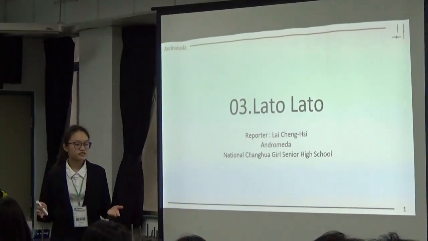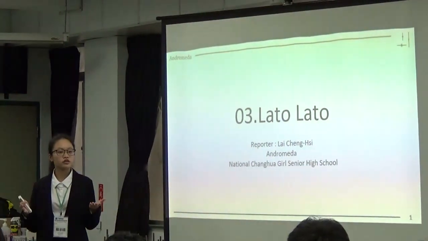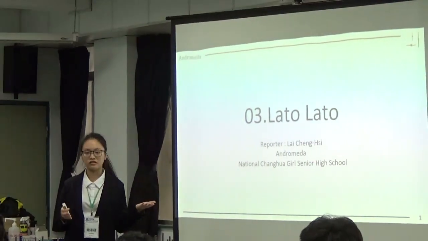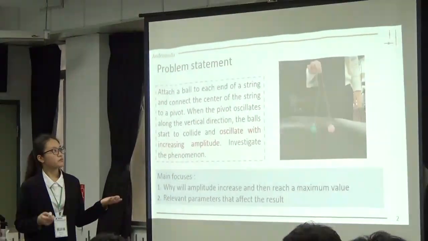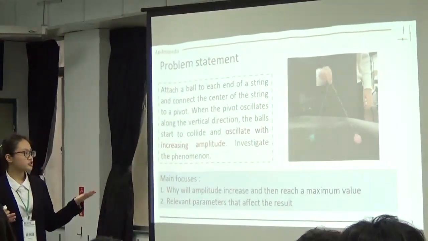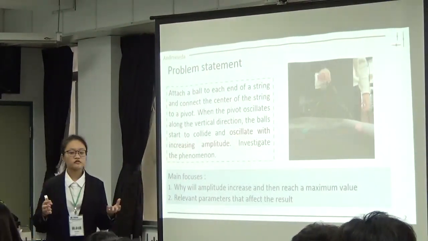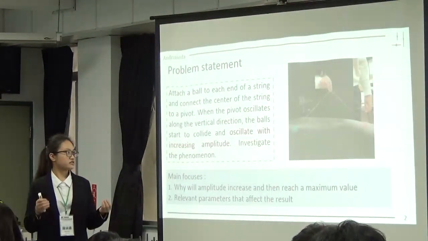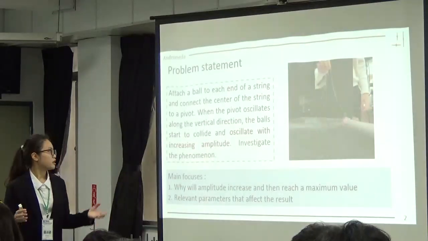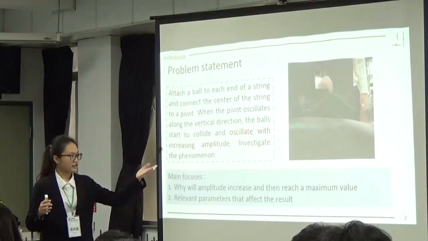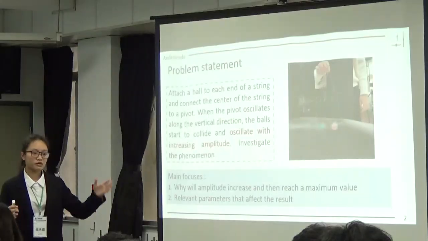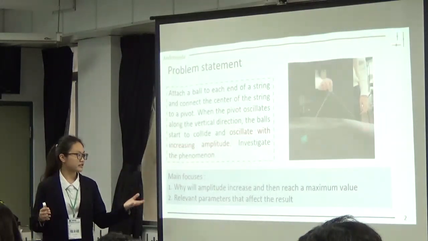Hello everyone, my name is stage3 from Andromeda, and today I'm going to report problem number 3, lato. First is the problem statement. Attach a ball to each end of a string and connect the center of the string to a pivot. When the pivot oscillates along the vertical direction, the ball starts to oscillate with increasing amplitude. The problem statement asks us to investigate the phenomenon.